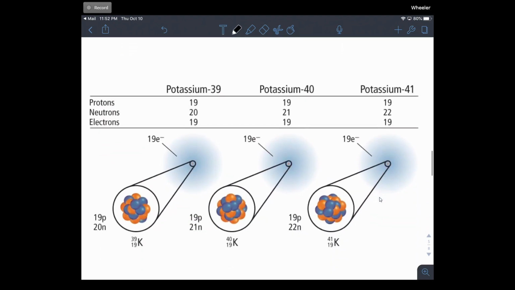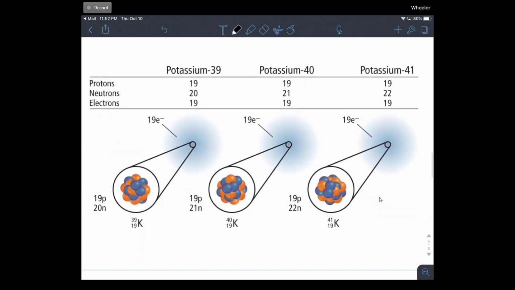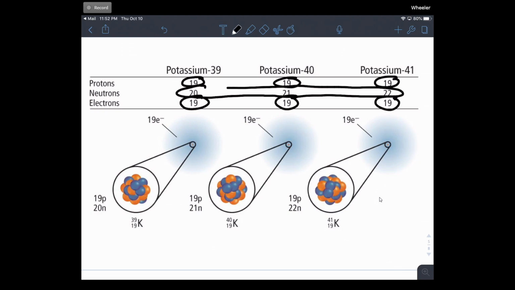There can be more advanced tables that will contain more information. So here we have 3 isotopes of potassium. An isotope is a variation of an element that's going to have a different number of neutrons. So just like in the previous table, as expected, we're going to have the same number of protons and electrons present for all forms of potassium. However, what we see is that the number of neutrons, 20, 21, and 22, will vary between the 3 isotopes of potassium-39, potassium-40, and potassium-41.